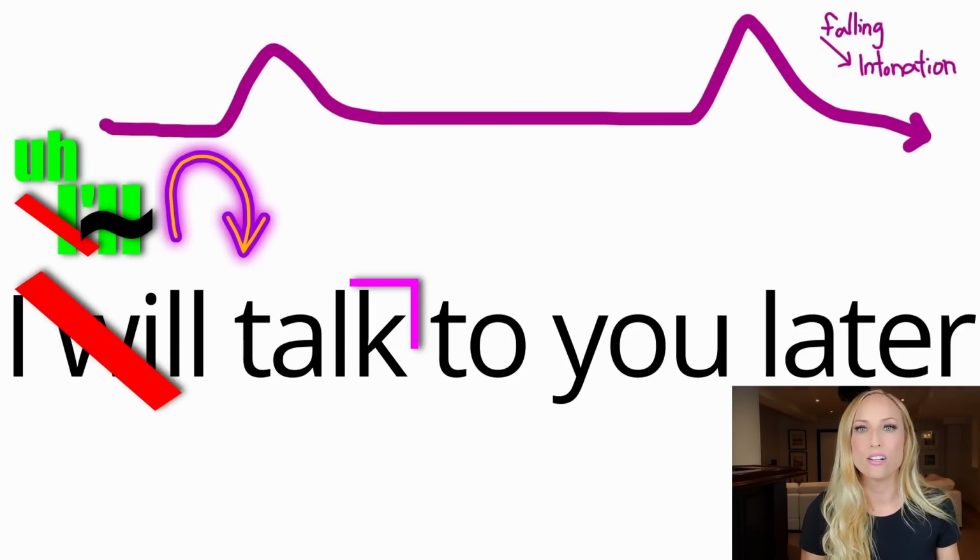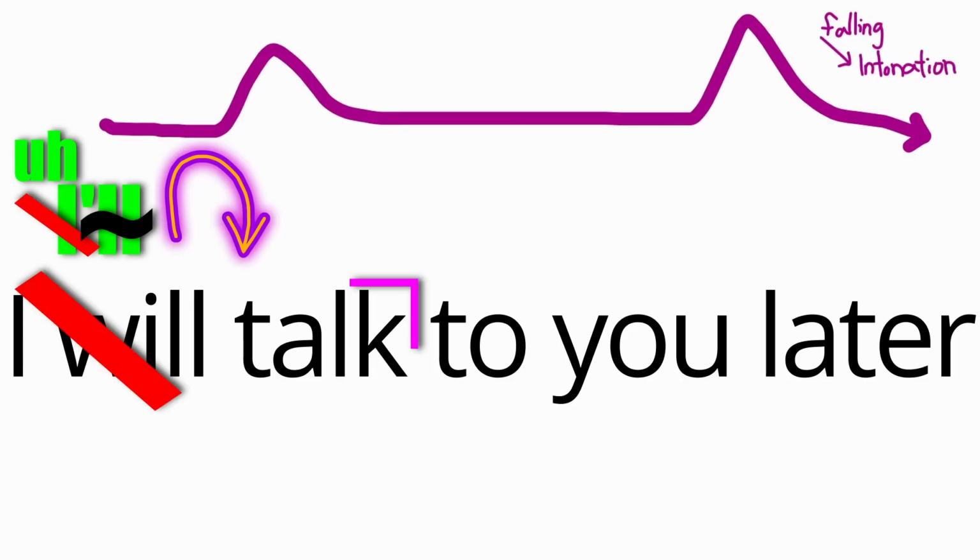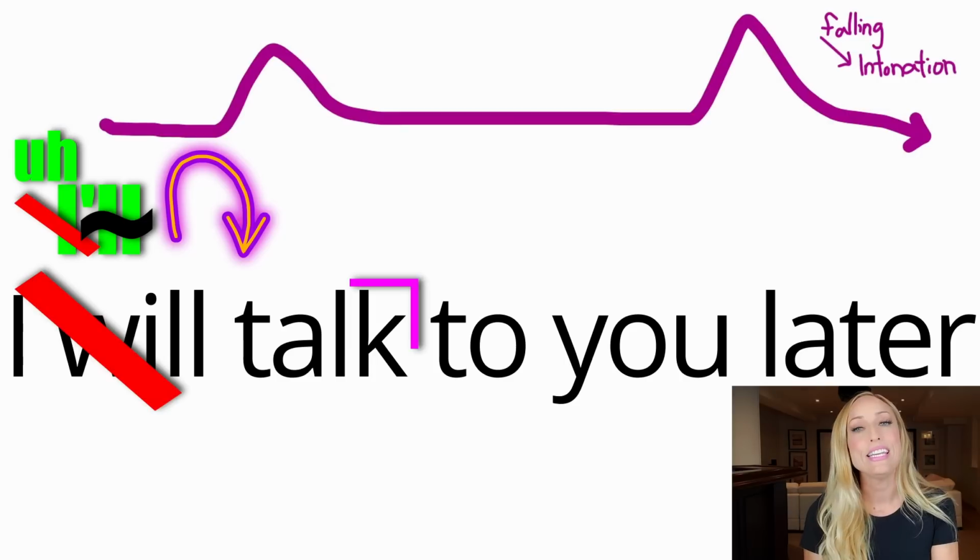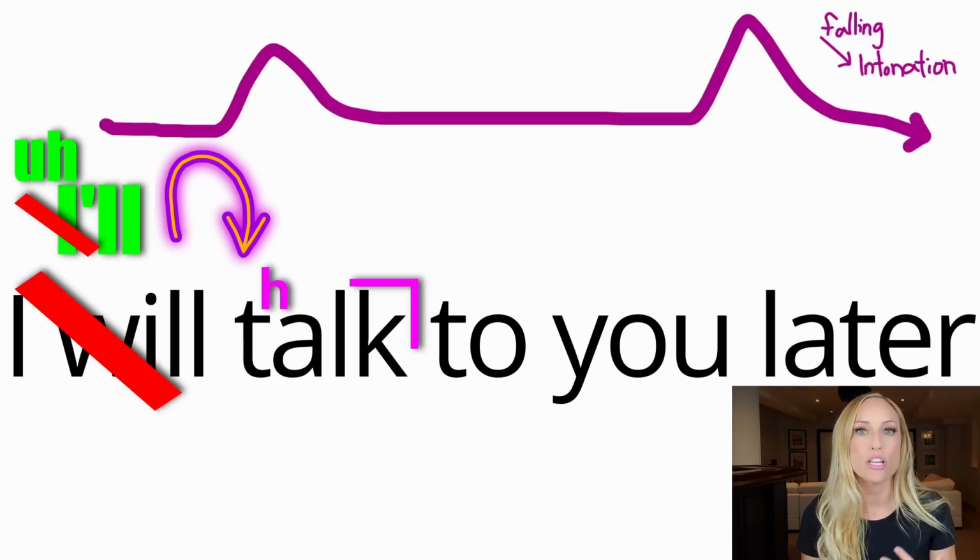Compare I'll versus ul. I'll talk to you later. The T in talk is an aspirated T. This means that the air is pushed out with a little puff of air. This happens to T at the beginning of stressed syllables.